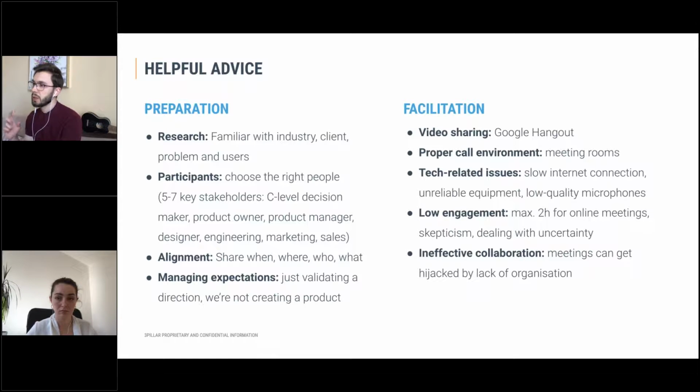So you should just keep in mind you have to allocate either time or just double check if everything is okay. And another problem that we faced during remote design sprints was low engagement. So we want everyone to make sure that you are not running really long meetings, 2 hours max, in our opinion.